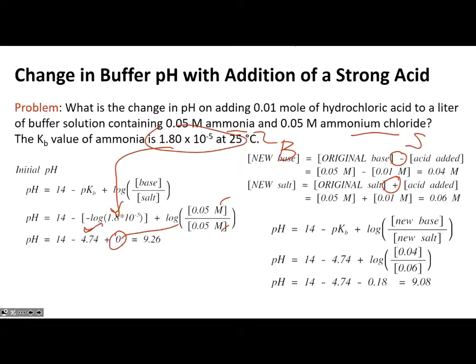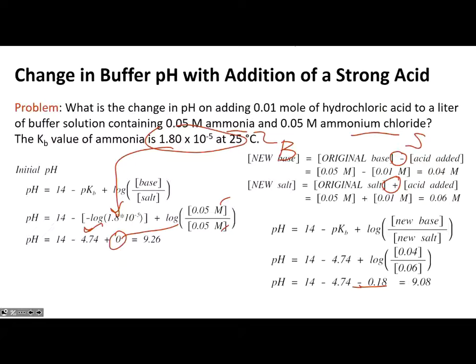Let's go back to that same formula. It's 14 minus, since the Kb isn't changing, still the 4.74, but we still add the log of the base over the salt, which is now 0.04 divided by 0.06. Is that 1? No. Is the numerator smaller than the denominator? So is your value going to be less than 1 when you do that division? What would you predict the value to be? Negative. That's why when you do the math, it ends up being a negative value, because your molar ratio is less than 1. Just helping you see the trends when you do the math.